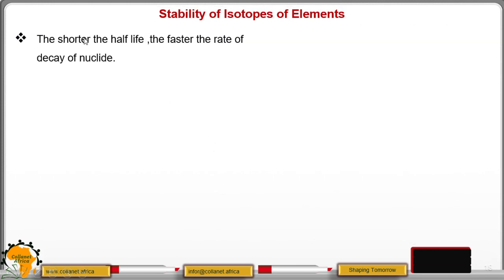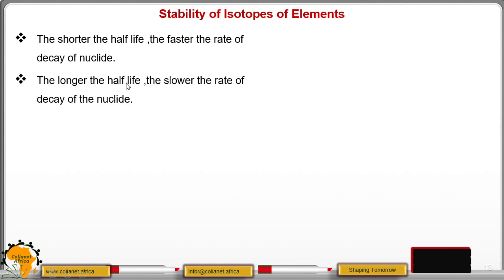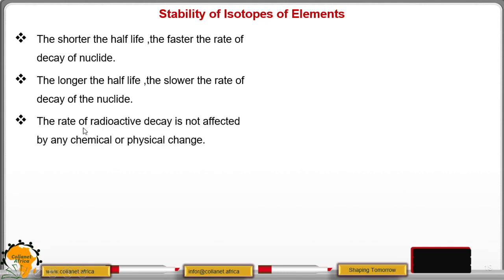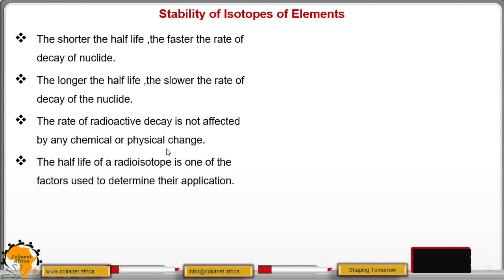Then from there, the shorter the half-life, the faster the rate of decay of the nuclide. And the longer the half-life, the slower the rate of decay of the nuclide. So the rate of radioactive decay is not affected by any chemical or physical change. Remember, when we are looking at nuclear reactions and chemical reactions, we say that nuclear reactions are not affected by physical change, whether temperature or pressure increases. So the rate of radioactive decay is not affected by any chemical or physical change.